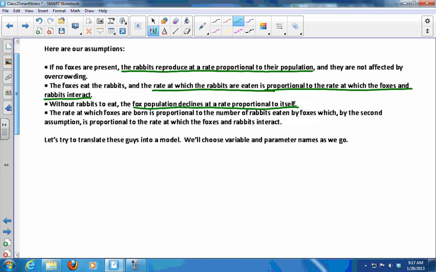And then the last assumption is that the rate at which foxes are born, so this is the growth rate of the fox population, is proportional to the number of rabbits eaten by the foxes, which by the second assumption is proportional to the rate at which the foxes and rabbits interact.